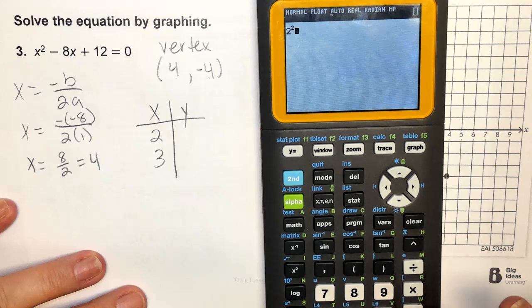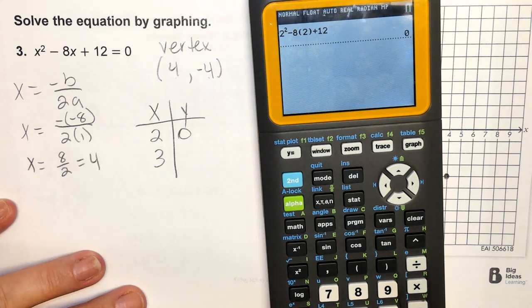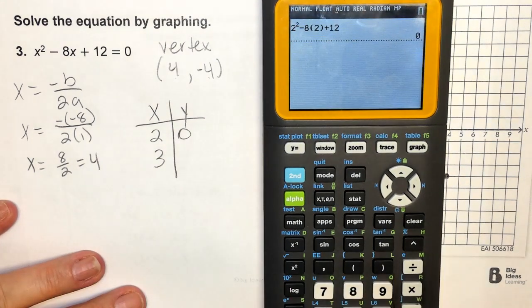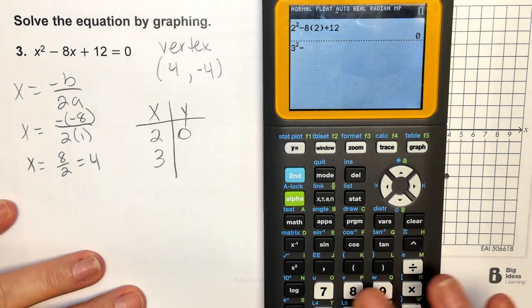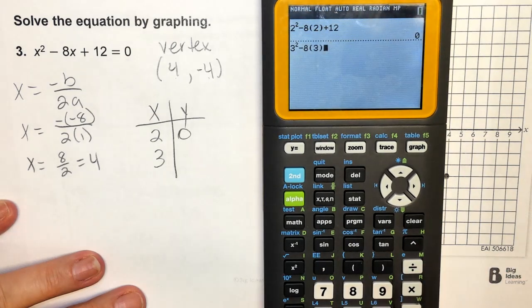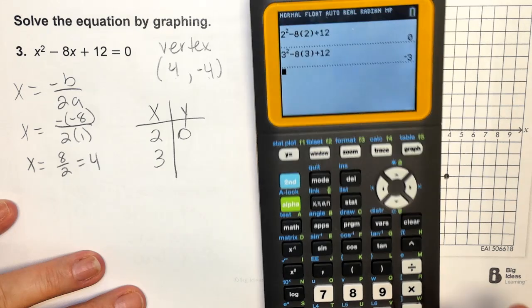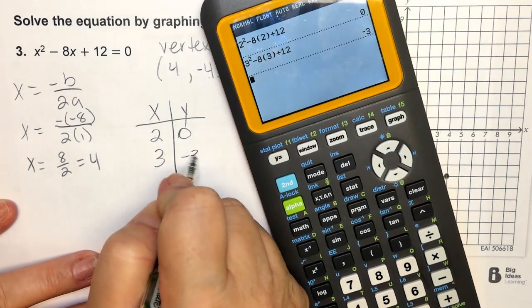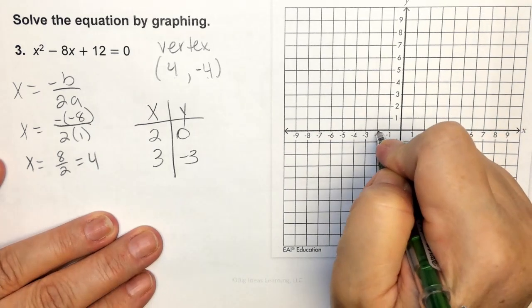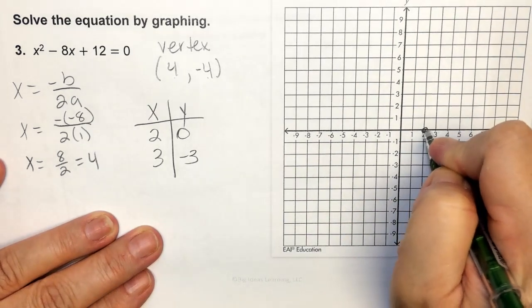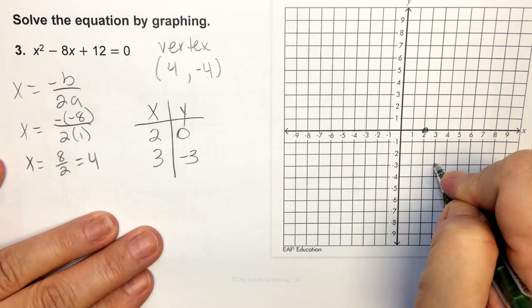So 2 squared minus 8 times 2 plus 12. And that is, oh, look at there, that one is 0. So that is our x-intercept. Let's see what happens if we do 3. So 3 squared minus 8 times 3 plus 12 gives us negative 3. So now we have 2 more points we can put on our graph. So we have 2, 0, and we have 3, negative 3.